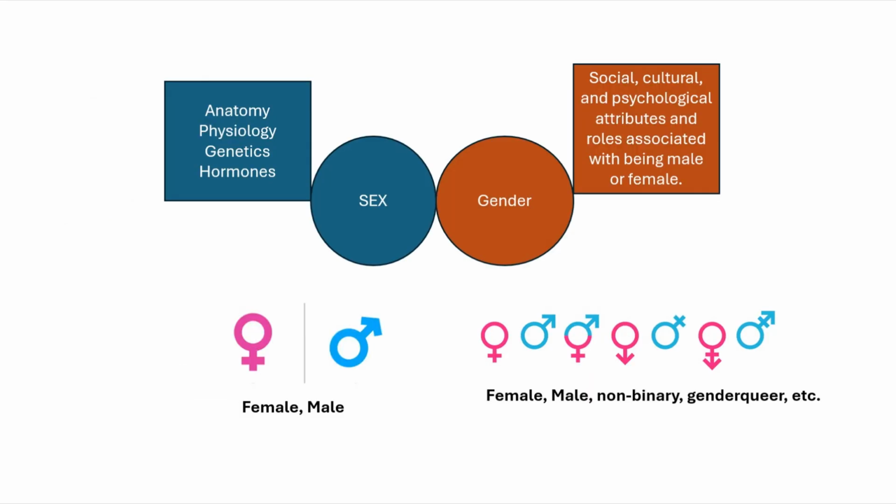Another example of operational definition is the difference between sex and gender. If a study uses the variable sex, it usually refers to biological characteristics such as anatomy, physiology, genetics, and hormones. In many surveys, this may be measured using categories such as female and male. But if a study uses the variable gender, it may refer to social, cultural, and psychological roles or identities. This can include categories such as female, male, non-binary, genderqueer, and others. So, the operational definition is important because it tells us exactly what we are measuring and what response options will be used in the study.